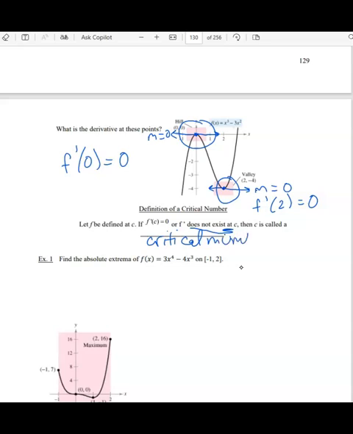A lot of times, critical numbers are going to play an important role in finding extrema in a given interval, and some other factors as we go throughout this unit. So we want to be able to find those critical numbers. Let's do an example here.